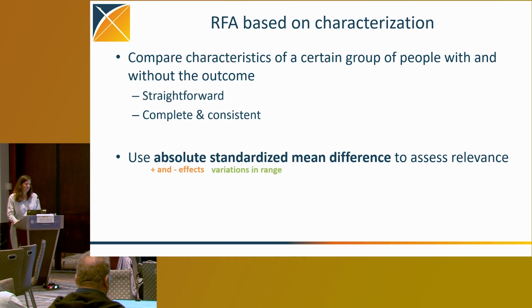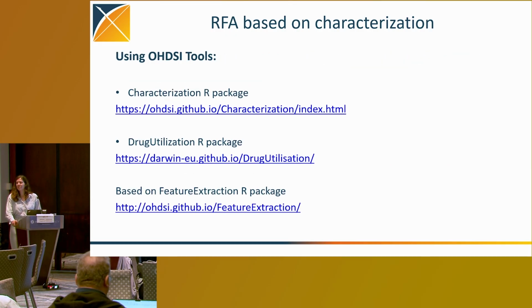Risk factor analysis based on characterization is a very powerful starting point to identify a complete and consistent set of risk factors. So we can compare the characteristics at baseline of a certain group of people with and without the outcome. Now this might sound overly simple, but it's just a very powerful and strong way to do this type of analysis. But you don't have to be afraid that rerunning the analysis would give you a different set.